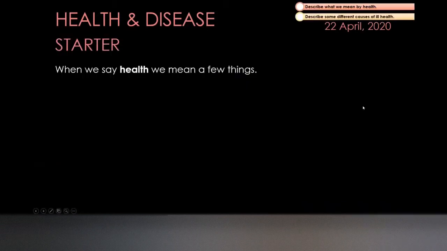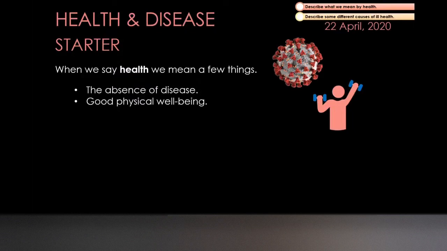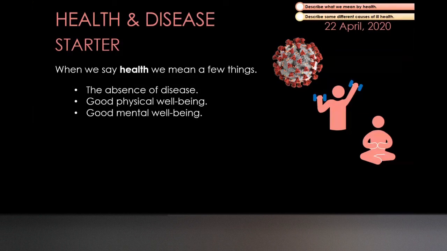So when we're talking about health, we mean three different things. Good physical well-being. A lot of you have talked about well-being in your answers there, and there are two aspects to that. There's your physical aspect of well-being and there's your mental aspect. So by physical we mean to do with your body. Is your body well? And by mental well-being we mean, is your mind well? How are you doing mentally? So the absence of disease, good physical well-being, good mental well-being.